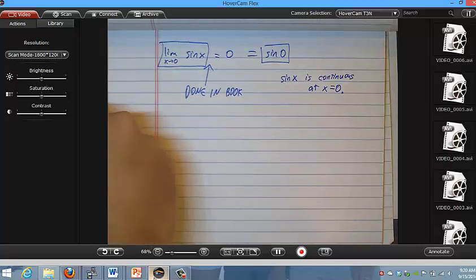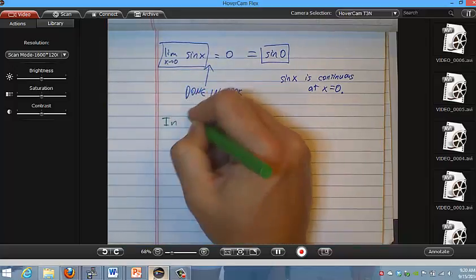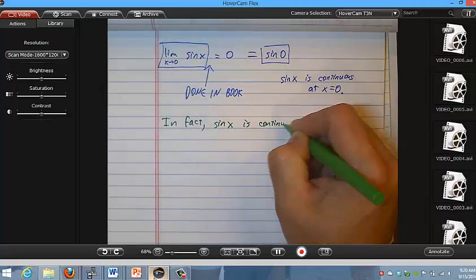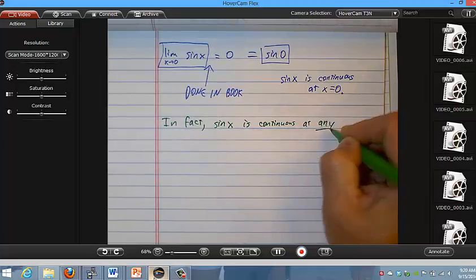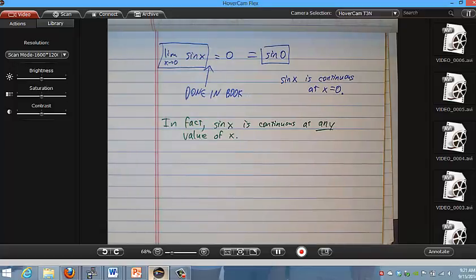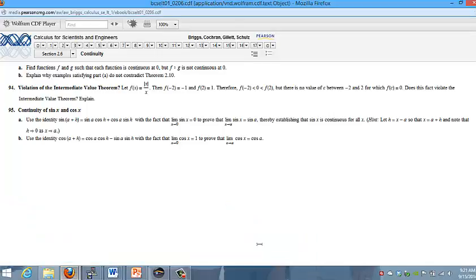Now the point of problem 95 is to say the following. To say that, in fact, sine of x is continuous at any value of x, or every value, right? That's what we're trying to prove here. And so they give me a hint, and so maybe I should go back to the hint. Let's see. They say, well, they say use that identity, right? And then they give me the hint. All right. Let h equal x minus a. I'm going to want that. And then you can get x.